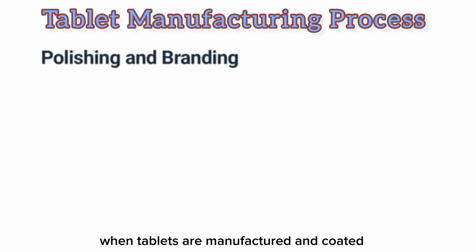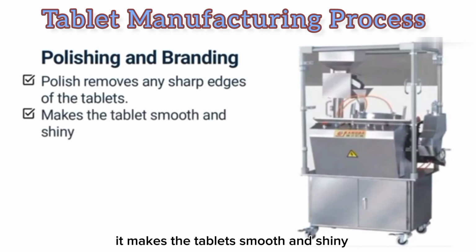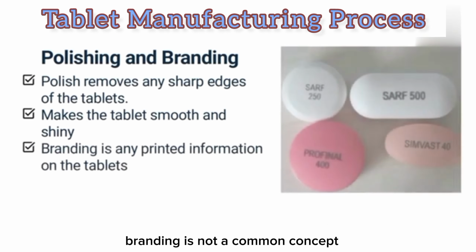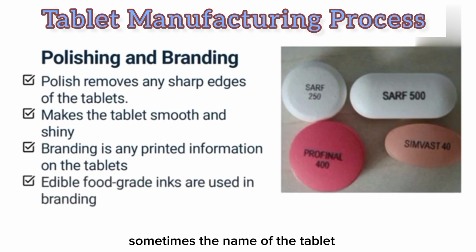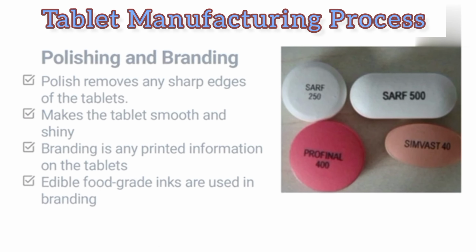When tablets are manufactured and coated, it is required to polish the tablets to remove any sharp edges. It makes the tablet smooth and shiny. Any information printed on the tablets is known as branding. Branding is not a common concept and it is used rarely by companies. Edible food grade inks are used in branding. Sometimes the name of the tablet or the strength of the active material is printed on it.